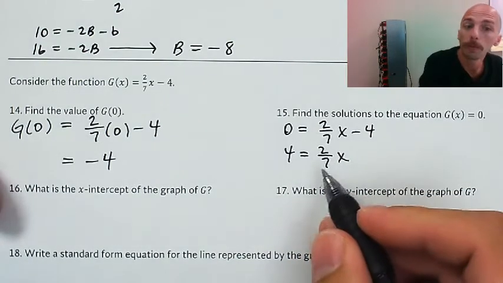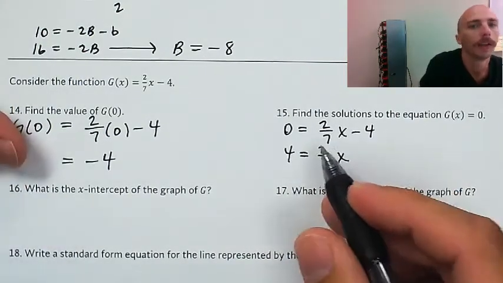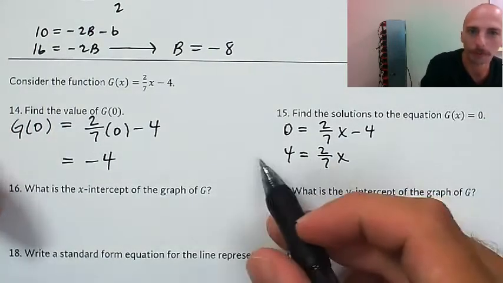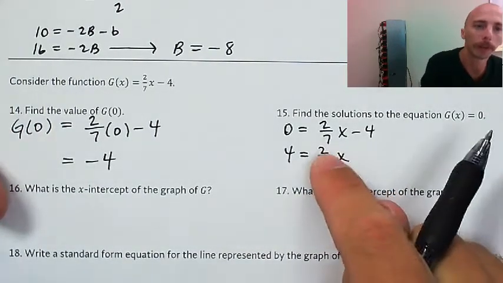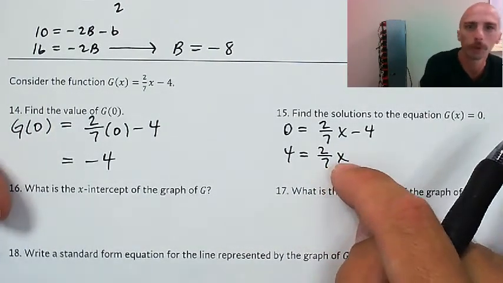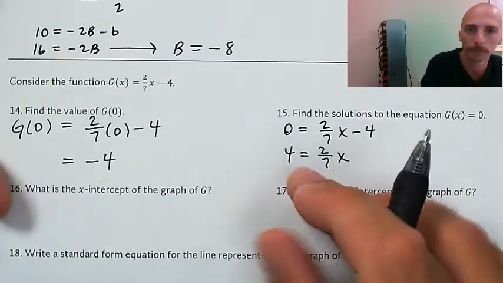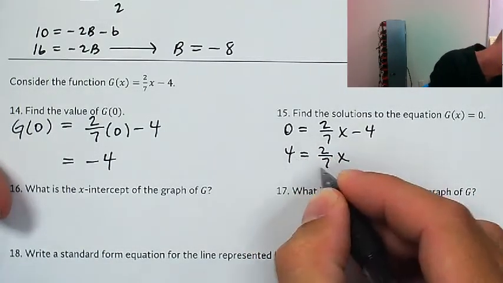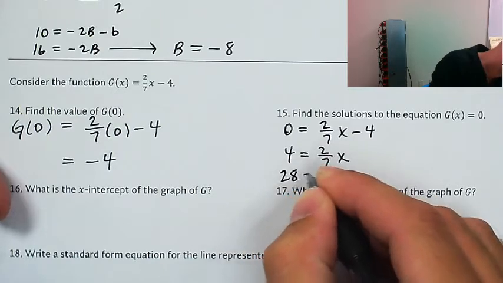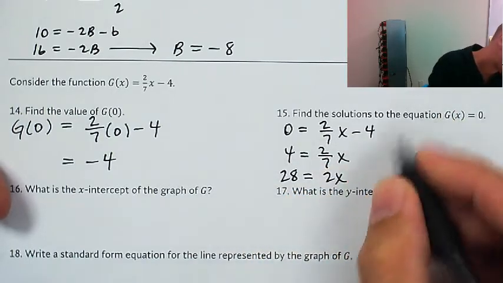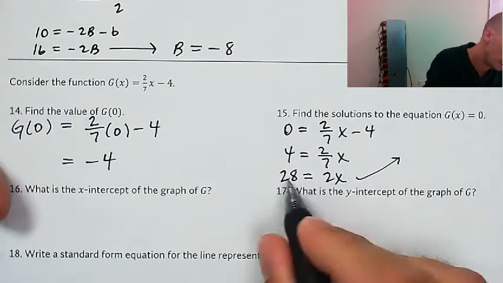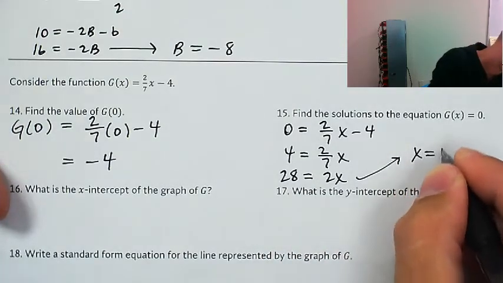Okay. And now if you wanted to multiply by 7/2, that would be fine. I think I could probably see what 7/2 multiplied by 4 is. But for me, I'm going to multiply both sides by 7 first. I'm going to do it in 2 steps. Right? I got plenty of time, plenty of space. No big deal. So 4 times 7 is going to be 28, and that's going to be equal to 2x. And then I'm going to divide both sides by 2, and I'm going to get x equals 14.